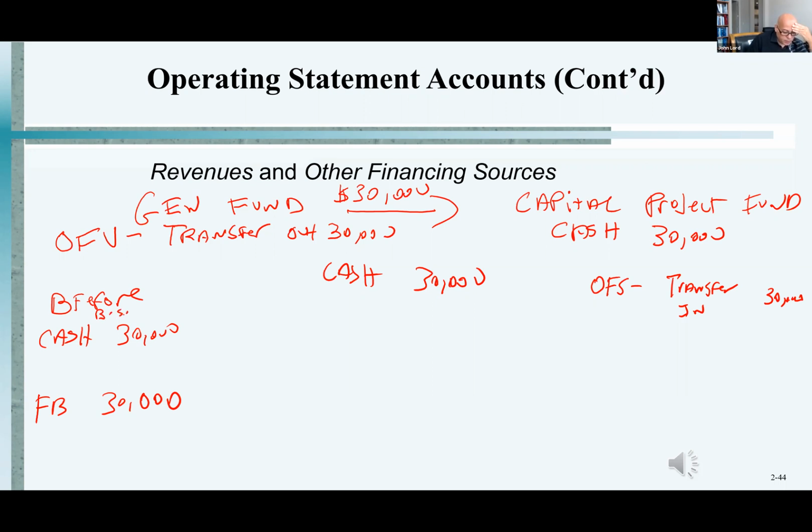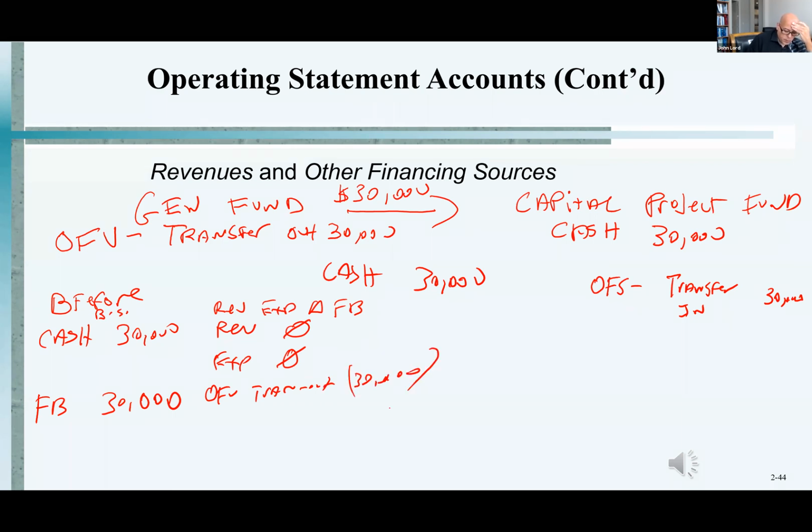Okay. Then they'll report on the statement of revenues, expenditures, and changes in fund balance, which is like the income statement, right? They will have revenue of 0. They'll have expenses of 0, but they'll have an other financing use transfer out of 30,000. So the change in fund balance for the period will be like a loss, a negative 30,000, right?